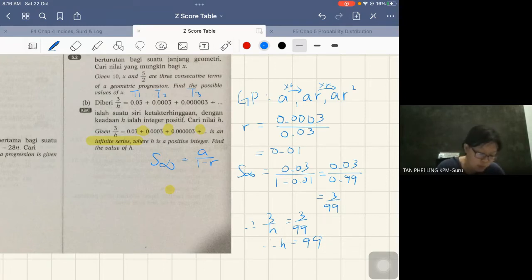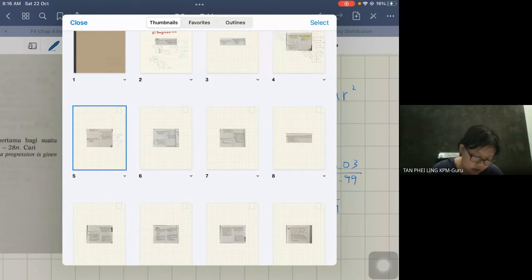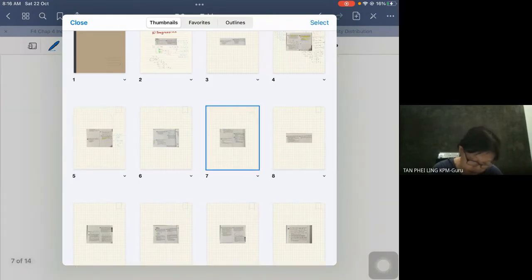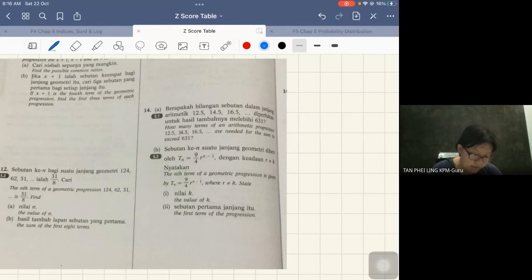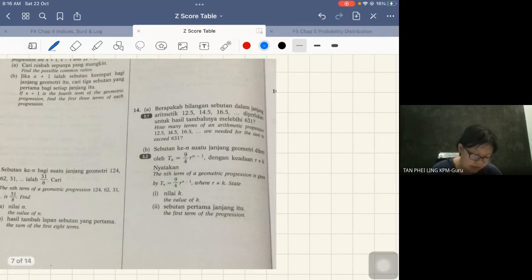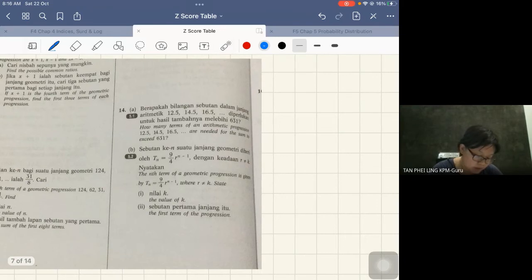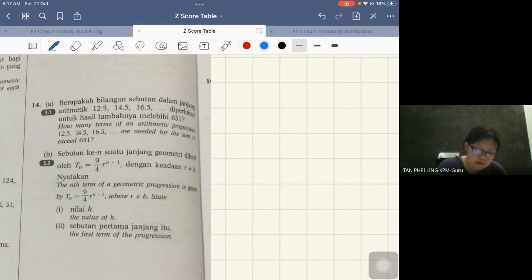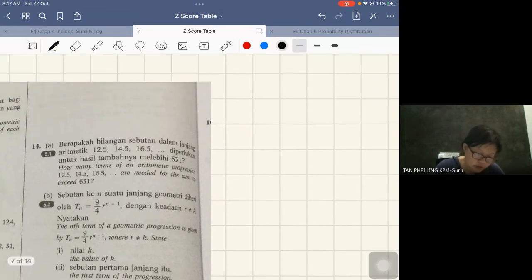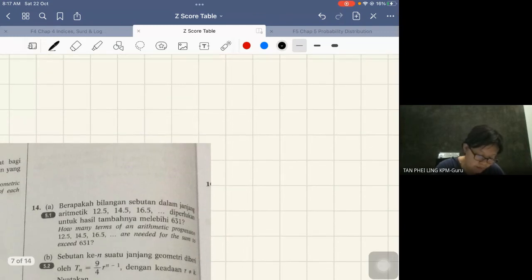Let's do one more question that is on GP. Okay, this one. Shall we try 14? It is arithmetic and geometric. Okay, it's good. Let us try 14. Let us do 14 first. Let's do 14A here.